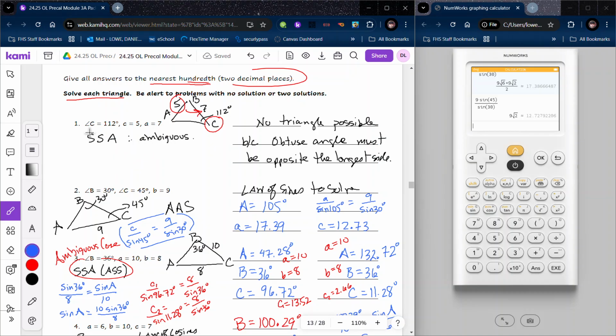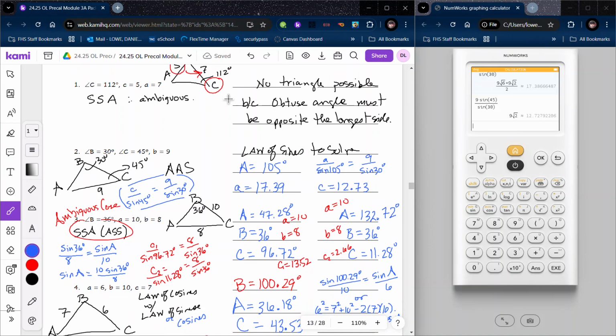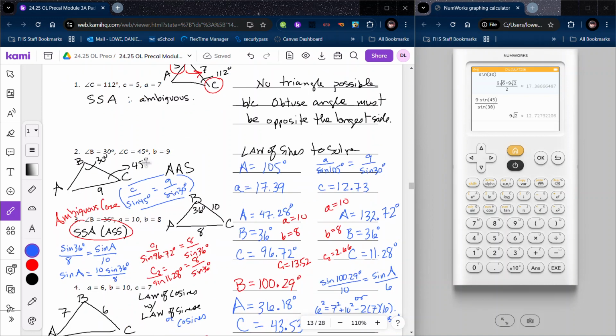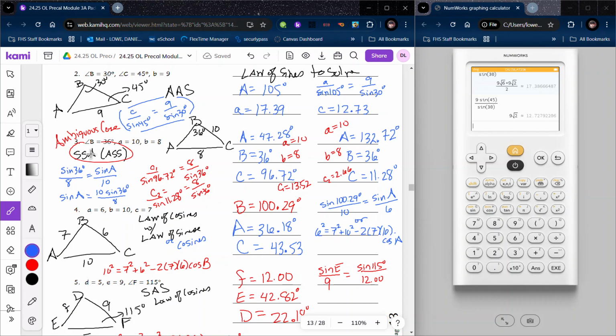All right, if you have side-side-angle, you have an ambiguous case, but it might be that you don't have a triangle possible. Consider the side lengths and the angle sizes: biggest angle, longest side. If I have angle-side, that's going to be law of sines. Once again, side-side-angle or angle-side-side, that's going to be our ambiguous case, in which case it might be that you have two triangles possible.